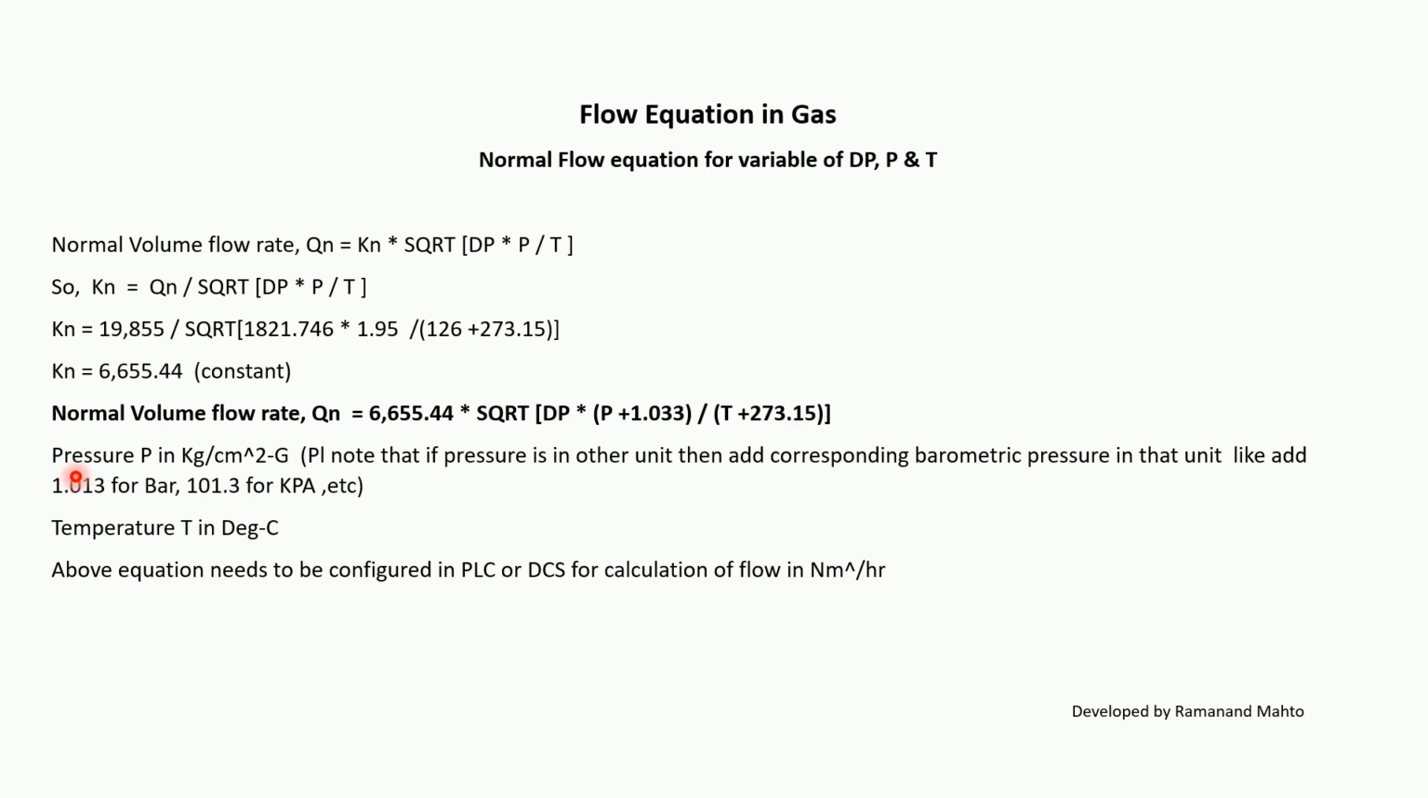Why? Because this is kg per cm squared. Since pressure is mentioned in kg per cm square, 1.033 is added. Please note that if pressure is in another unit, then add the corresponding barometric pressure in that unit, like add 1.013 for bar, 101.3 for kPa, etc. And temperature 273.15 is added because it is in degree Celsius. So the above equation is to be configured in PLC or DCS for calculation of flow in normal meter cube per hour.